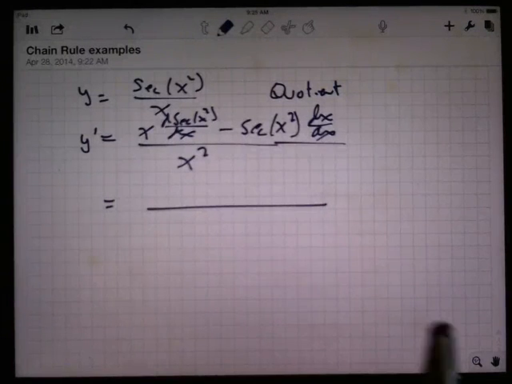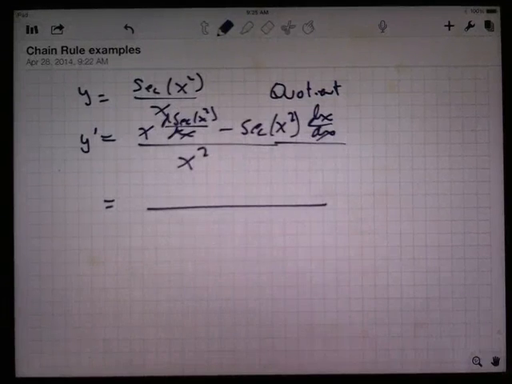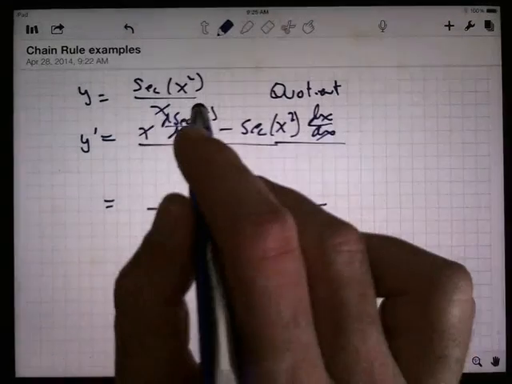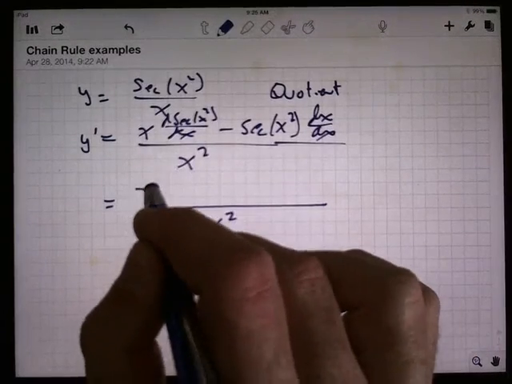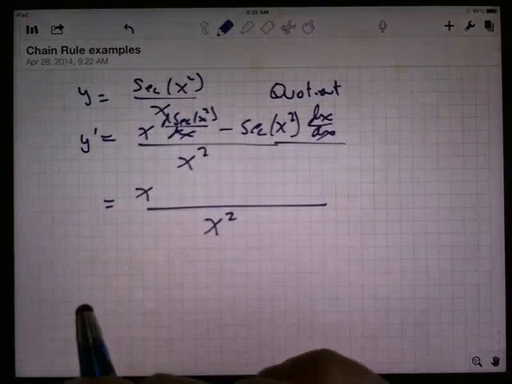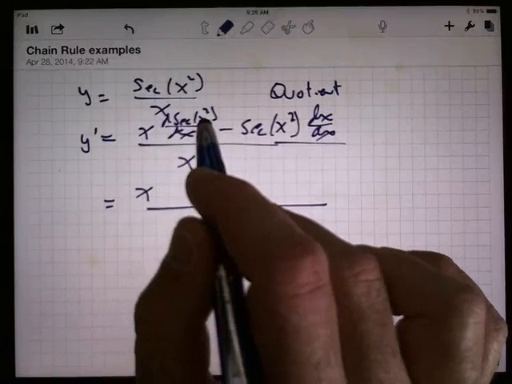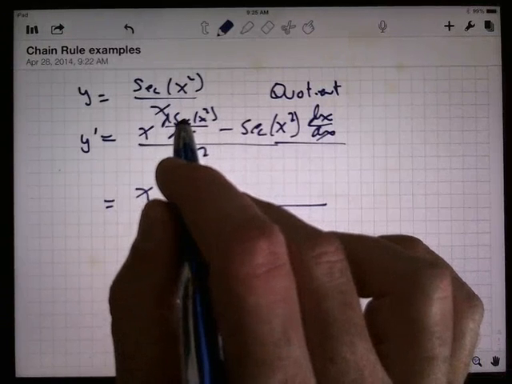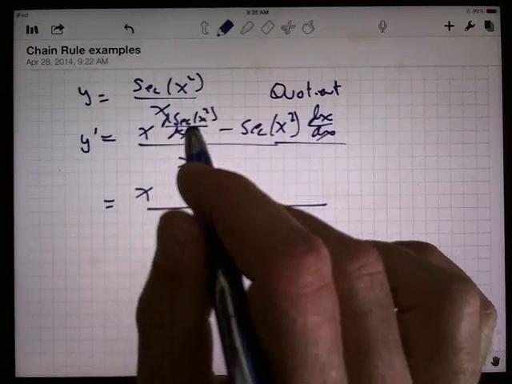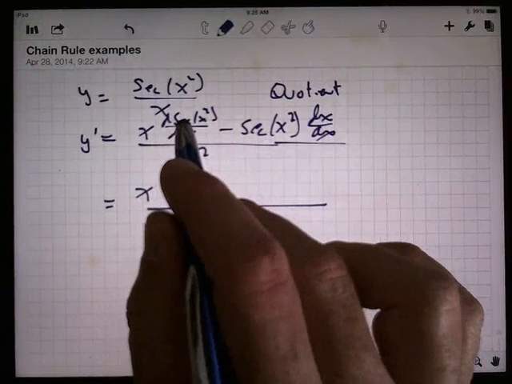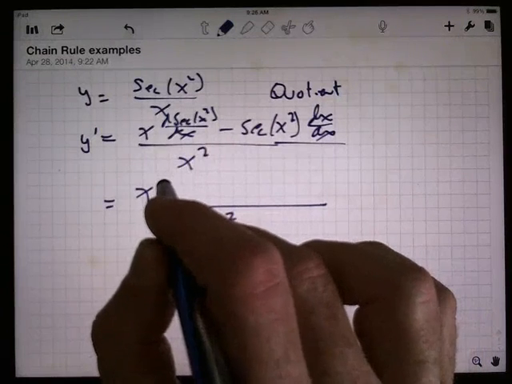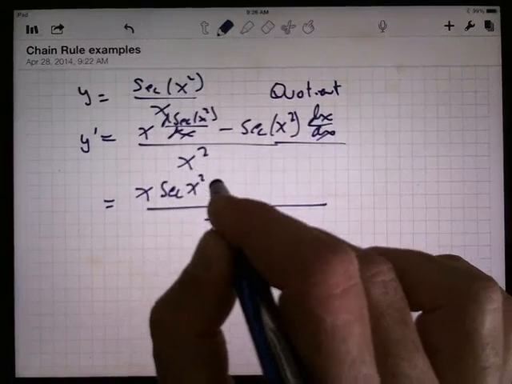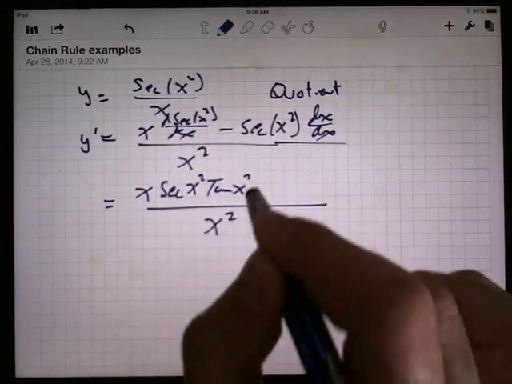Now, within the quotient rule, I get two other derivatives to do, and maybe one of those will be a chain rule. In fact, there it is right here. What is the derivative of the secant of x squared? Well, all right, this isn't just the secant of x, it's the secant of something else. So, first of all, how do I take the derivative of the secant of x? Or let's say, the secant of u? That should be secant u tangent u. So this should be secant x squared times the tangent of x squared, right?